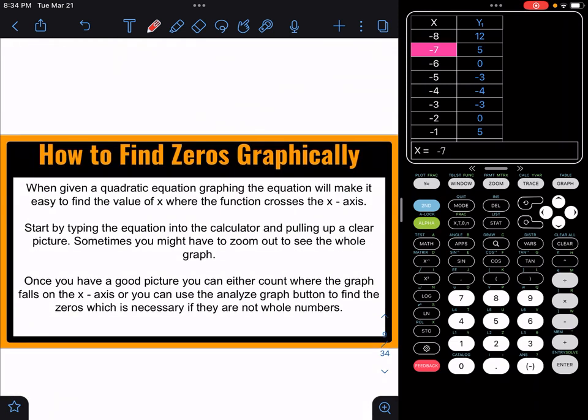Alright, so now how are we going to find these solutions graphically? We are going to take our quadratic equation and put it into our calculator. This will allow us to see a picture of what it will look like. Sometimes we might have to zoom out or zoom in so we can see our graph better. And once we have a good picture, we are either going to count where the graph falls on the x-axis, or we can use the analyze button on our calculator to ask it to see what the zeros are. Alright, so what am I talking about? Let's look at this together.